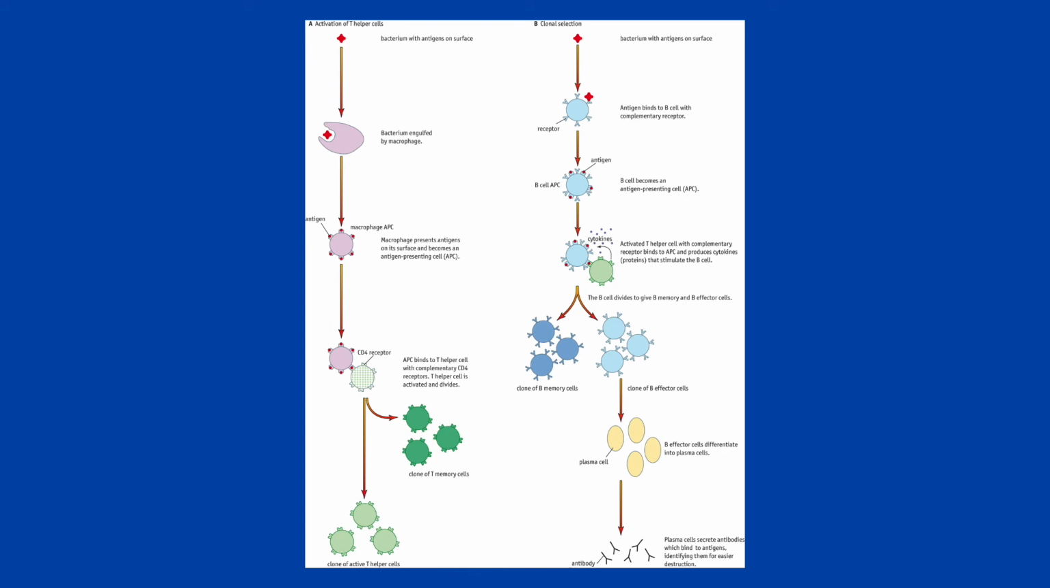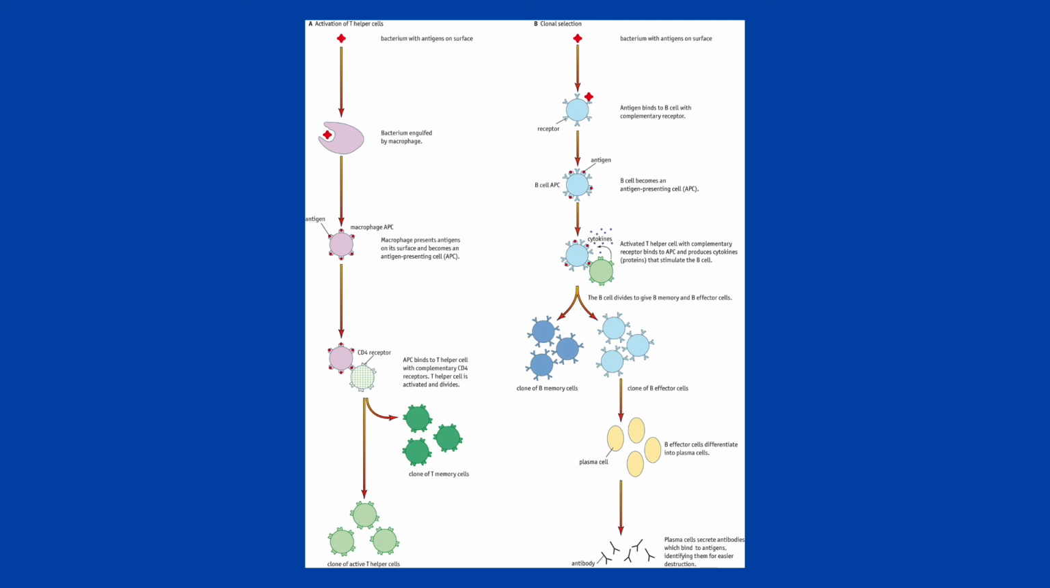The first part of the primary immune response is the activation of T helper cells. When a macrophage engulfs a pathogen by phagocytosis, it displays the foreign antigen on its own surface and becomes an antigen-presenting cell, or APC. A T helper cell with complementary shaped receptors, called CD4 receptors, on its surface, binds to the antigen on the surface of the antigen-presenting cell. Once activated by this binding, each T helper cell divides to produce a clone of active T helper cells and a clone of T memory cells.